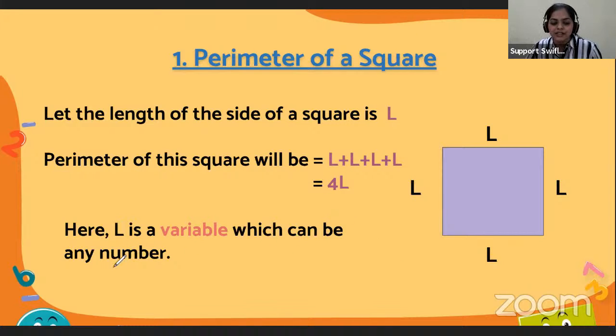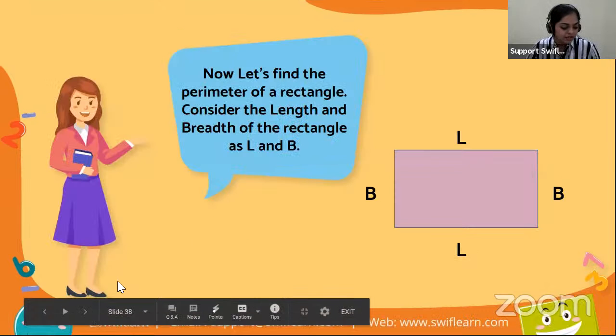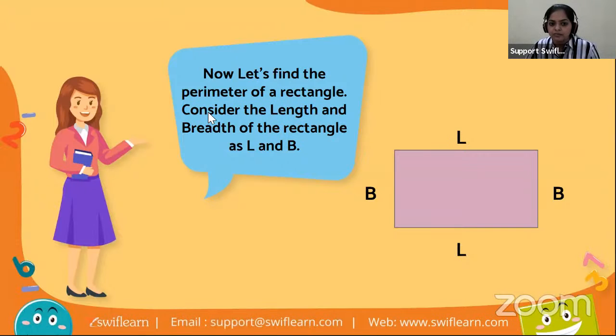All right. Let's move to the next slide and take another example, another geometrical figure. So here is a figure that is a rectangle. Now let's find the perimeter of a rectangle. Here we have to consider the length and breadth of a rectangle. So let's take the length as L and the breadth as B.